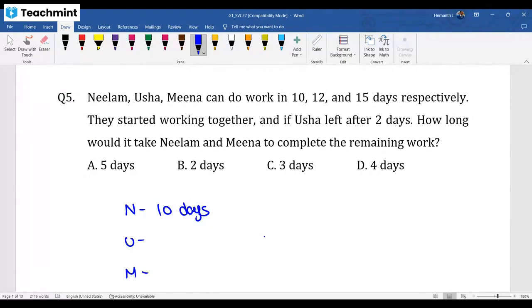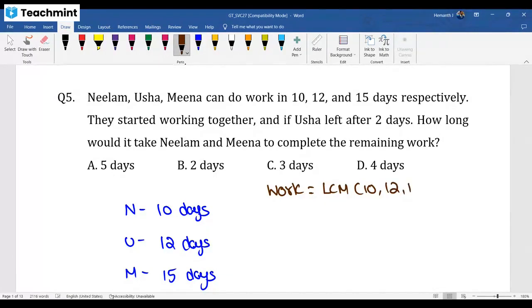Neelam can complete the work in 10 days, Usha can complete the work in 12 days, Meena can complete the work in 15 days. The work we can take as any value, but preferably for easy calculations, take the LCM of 10, 12 and 15. We got 60. I'm taking the work as typing 60 pages. Suppose by mistake you got 120 also, no problem, you will get the correct answer only. Here 1 page or 10 pages or 100 pages or X pages, you will get the same answer. Preferably if you do the LCM, calculations will be easy.